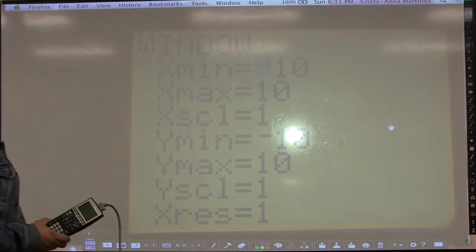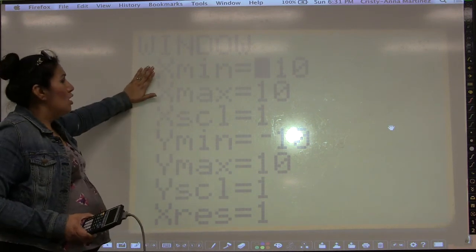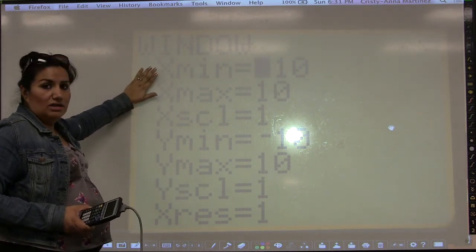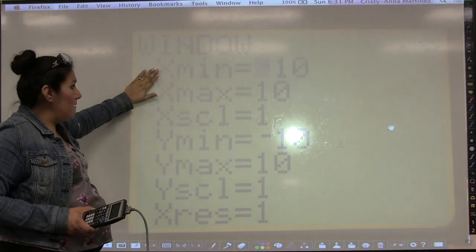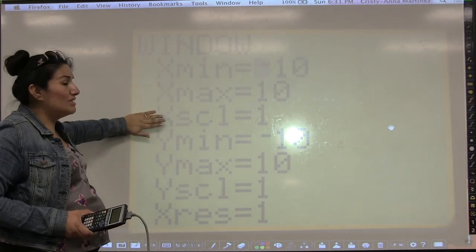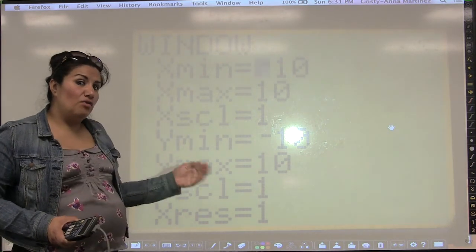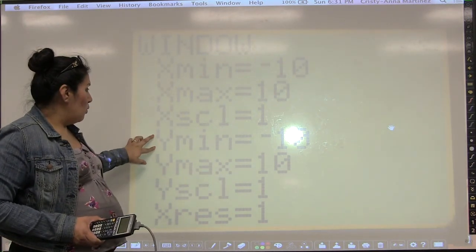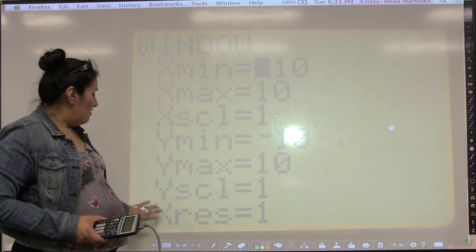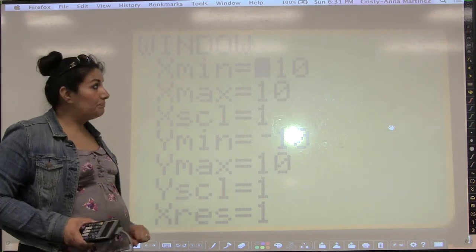And I need you to realize that this x-min just means what do you want the smallest x coordinate to be? The biggest x coordinate. What is your scale? Like, do you want to go 2, 4, 6, 8? Or do you want to go 10, 20, 30, 40? And then you have something for the y-min, y-max, y-scale. The x resolution, just leave it at 1.